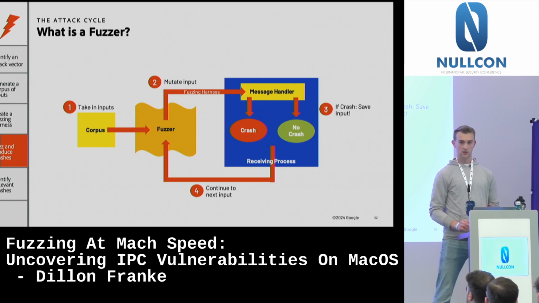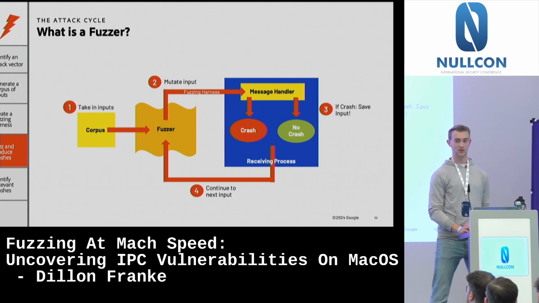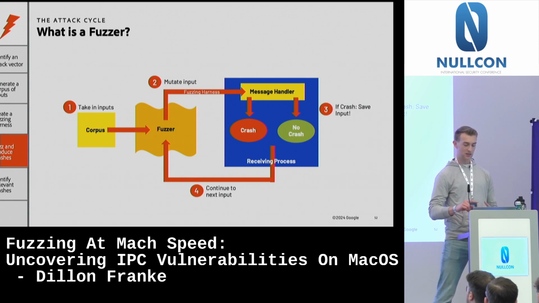Now, one of two things is going to happen here. Either there's going to be a crash or there's not going to be a crash. If there's a crash, then the fuzzer is going to say, okay, this is a really good input, we care about this, and it's going to save that input. And then it's just going to do that continuously for the rest of our corpus. So this is pretty cool.